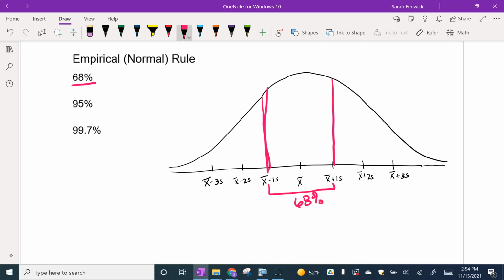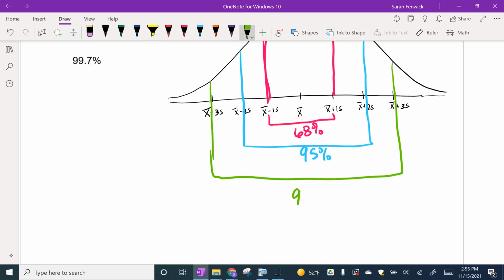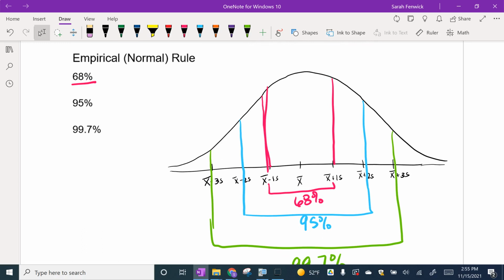Depending on where you got your numbers, it might say 68.2%, but 68% is what we usually go with. Within 2 standard deviations, which would be here, is 95% of my data. And within 3 standard deviations, which would be here, is 99.7% of my data, which truthfully leaves a negligible amount of data outside of that. So there's not very much at all.